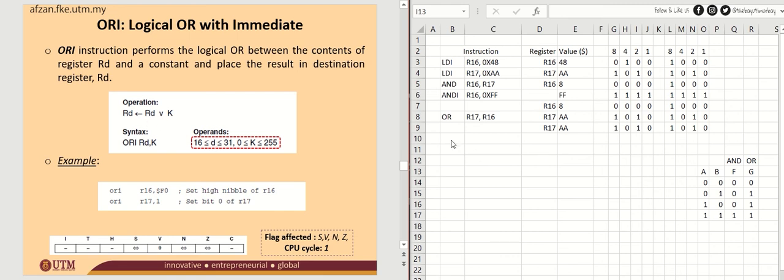Okay, so let's do an example here. You have ORI, and then R17 with a value of 55.